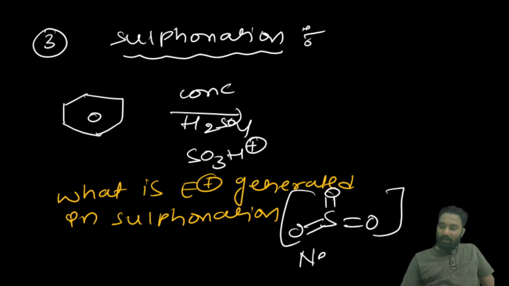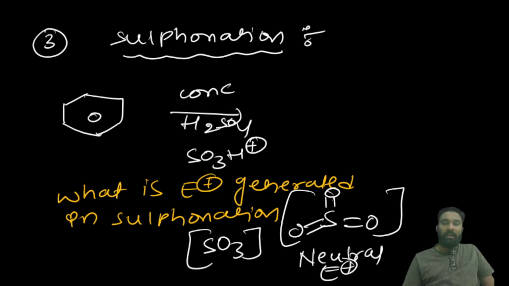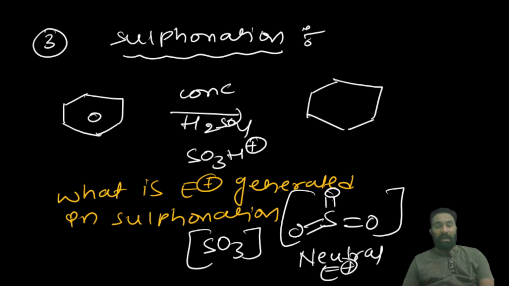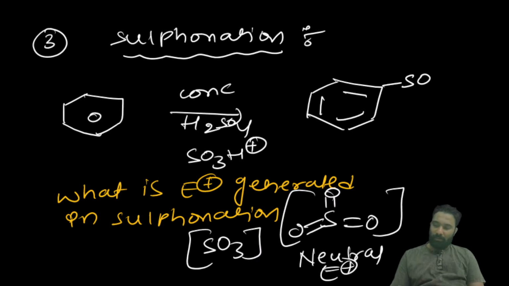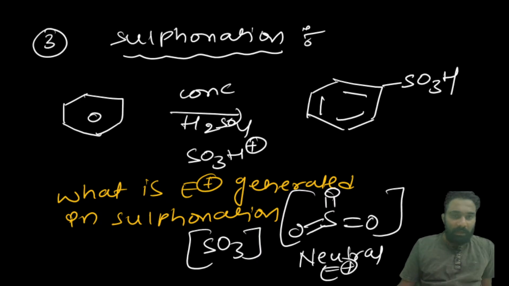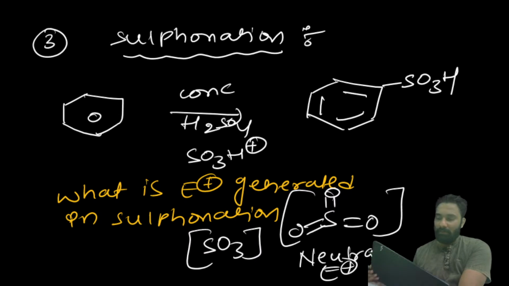Here this is a neutral electrophile, SO3. SO3 is the neutral electrophile and it will be added to the benzene. Now how will it be added to the benzene? I will explain. Listen carefully. This is SO3H plus.